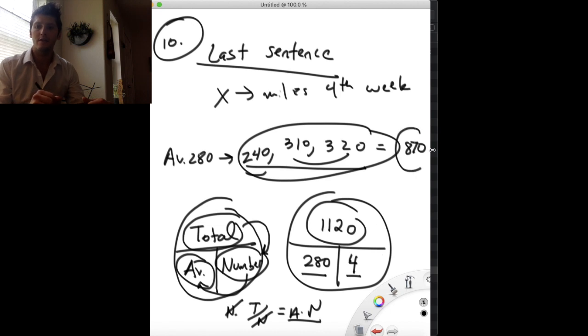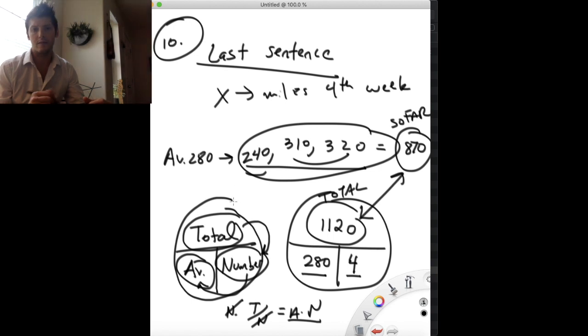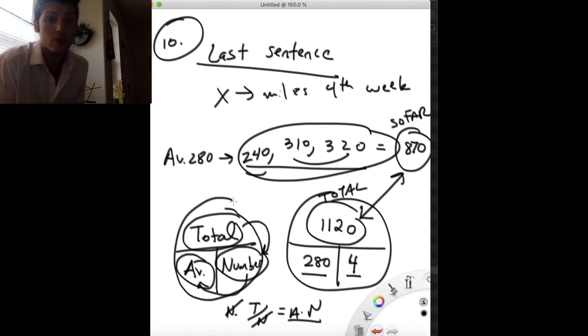But now the difference is the amount we have to ride in the 4th week. This is so far in 3 weeks, 870, and this is after 4 weeks, the total. So what's the difference between those? Well, it's 250. So you would find an answer that works with 250. I guess that's kind of a long approach, right? But if you don't see the answer in an obvious way, that's what you should do.